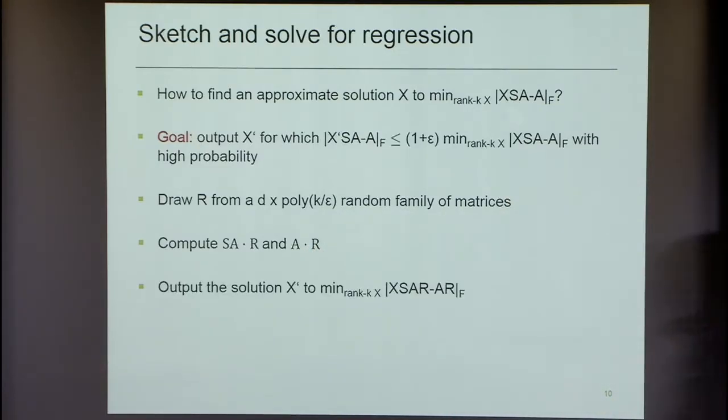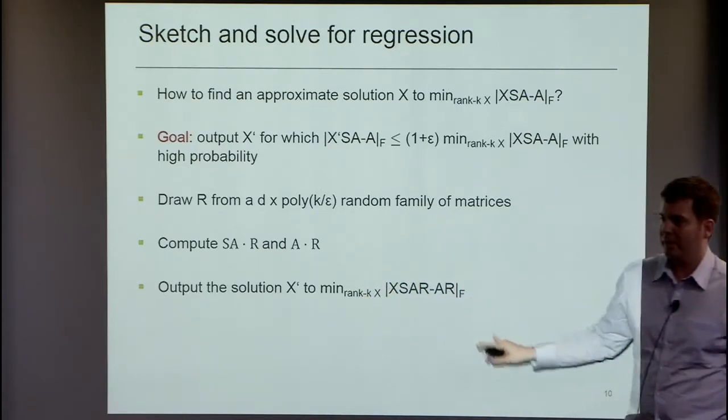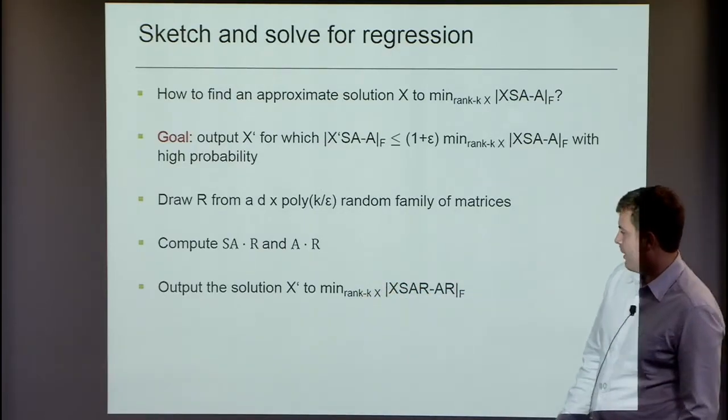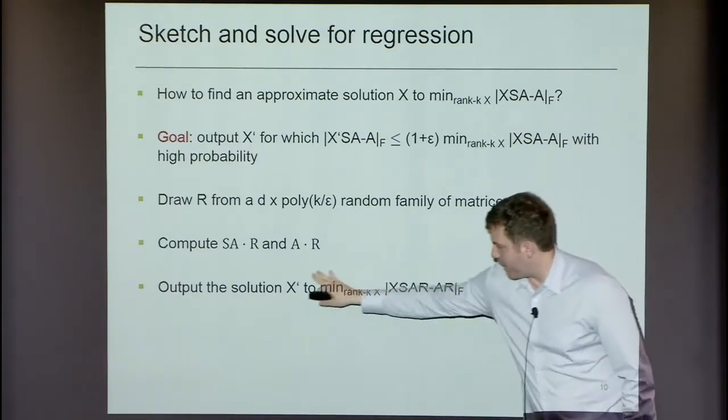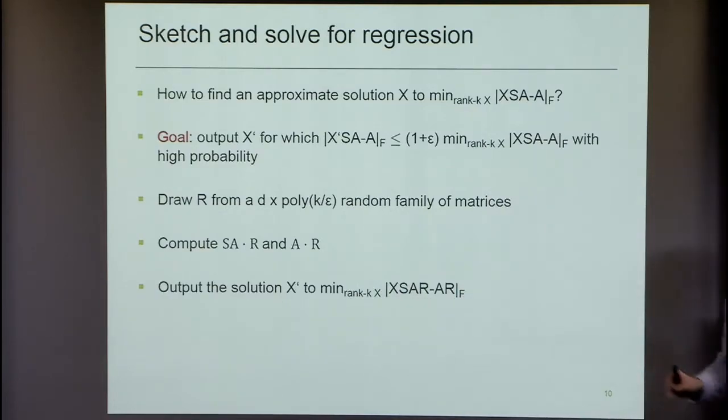And now we instead solve this much smaller instance of regression. Okay? So what we do is we've replaced SA with SAR and A with AR. And now we find the x prime, which minimizes this expression.